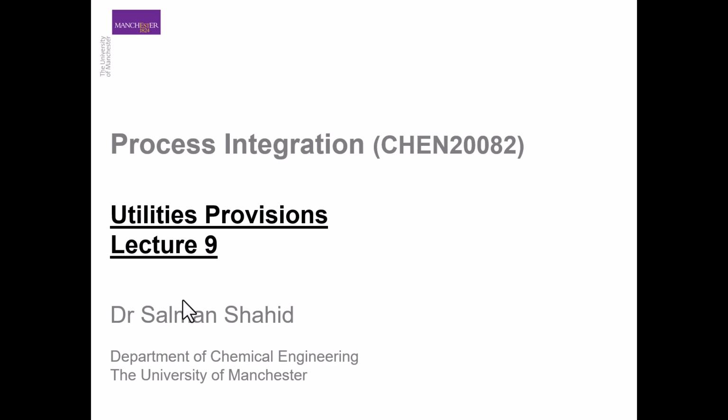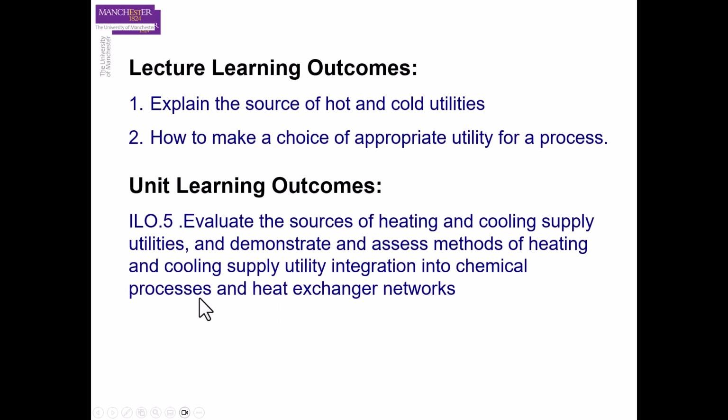Lecture 9, Part 1, Utility Provisions. In this lecture, we will talk about different sources of hot and cold utilities and how we can actually make a choice in terms of selecting a utility for a process. This lecture is related to ILO 5, where we again look at how to supply the hot and cold utility requirements of your process.